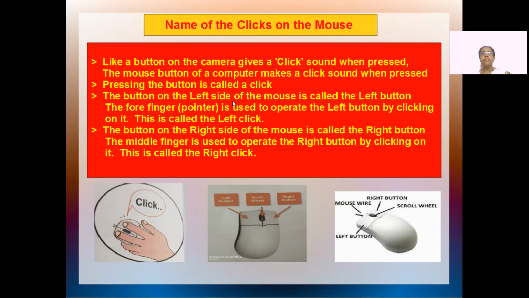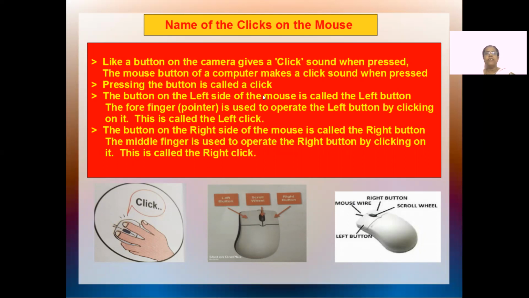The button on the left side of the mouse is called the left mouse button. You use your forefinger to press this button. Operating the left mouse button by clicking on it is called a left click. When we press the left mouse button, it's called the left click. You can see this is a left click, this is a right click, and this is a scroller button.